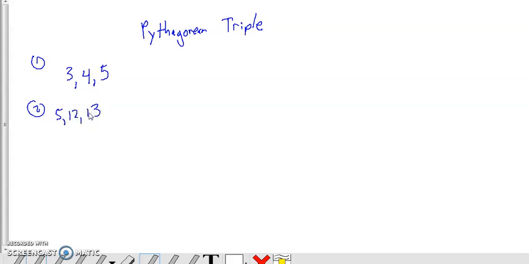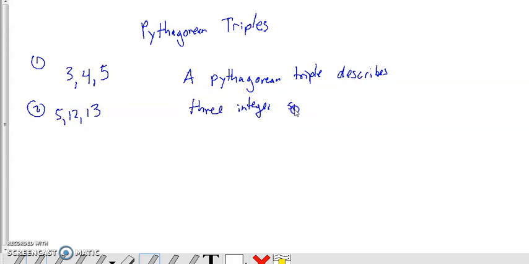Now, why do we think this is called a Pythagorean triple, or Pythagorean triples? Okay, what a Pythagorean triple is, so we can say this, a Pythagorean triple describes 3 integer side lengths of a right triangle, right?